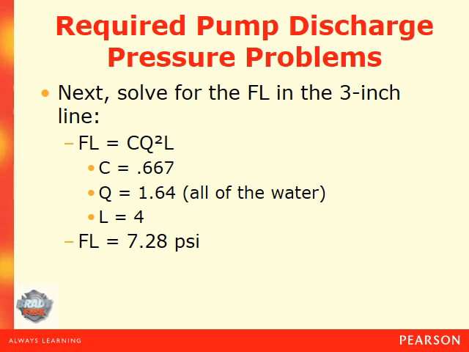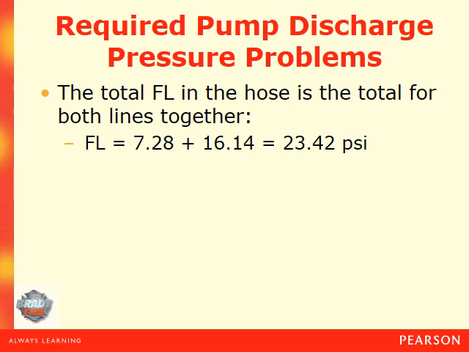Now, we figure the friction loss in our supply line. Again, we get our coefficient from the chart, which is 0.667. We have to get our total gallons per minute, and remember, we've got to add both the attack lines together. And that gives us 164 gallons per minute. Then we divide that by 100, which gives us 1.64. And then, of course, we multiply that by our length of hose, which is 400 feet. Again, divide that by 100, which gives us the 4. So our friction loss now is 7.28. So now we add all our friction loss together, and we have a total of 23.42 psi of friction loss.